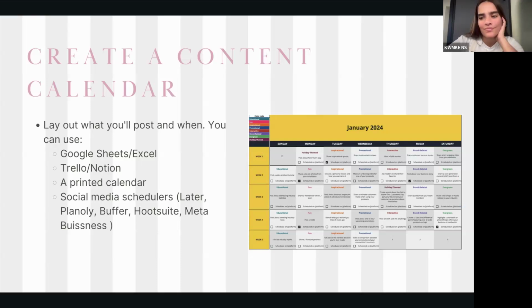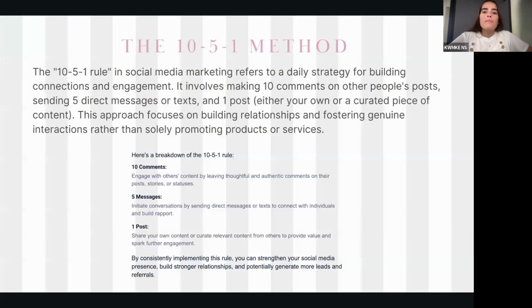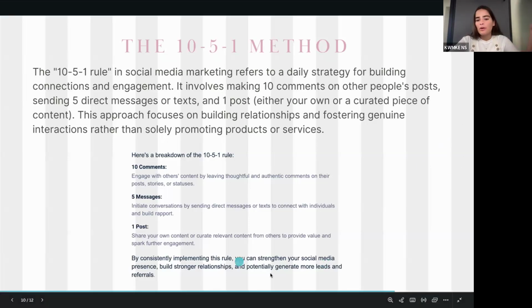Okay. The last class that we had, we talked about the 10-5-1 method. The 10-5-1 rule is for social media marketing, referring to a daily strategy to help build connections and engagement. You do that by making 10 comments a day on other people's posts, sending five direct messages or text messages a day, and posting once a day, either something that you've created or reposting something on your story, things like that.